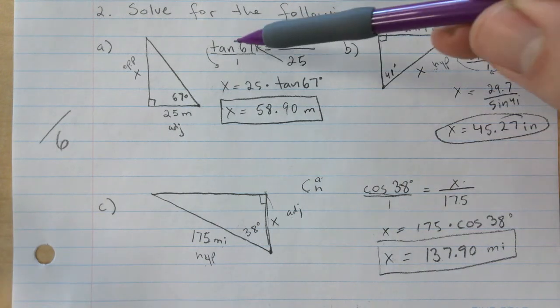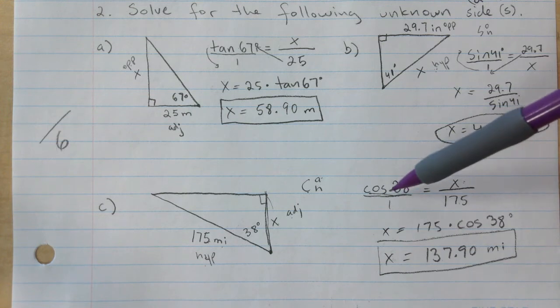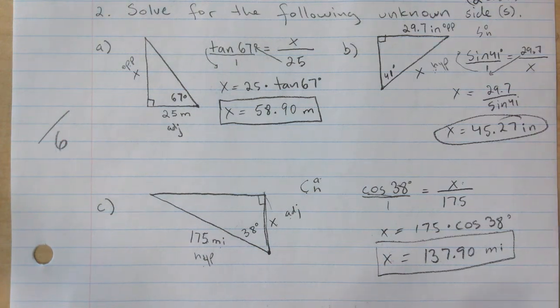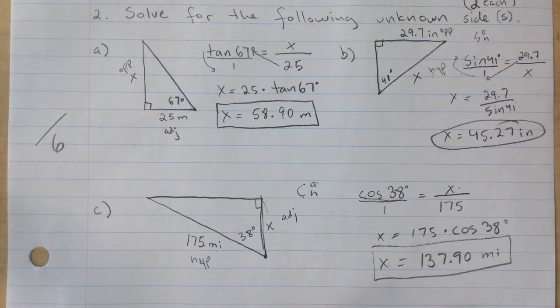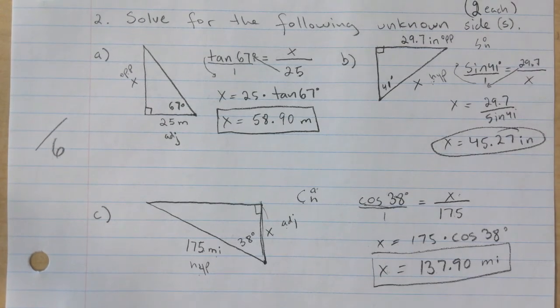So if you use tan for A, sine for B, cosine for C, you get 3 out of 6 already. Okay. So put down a mark out of 6 there.